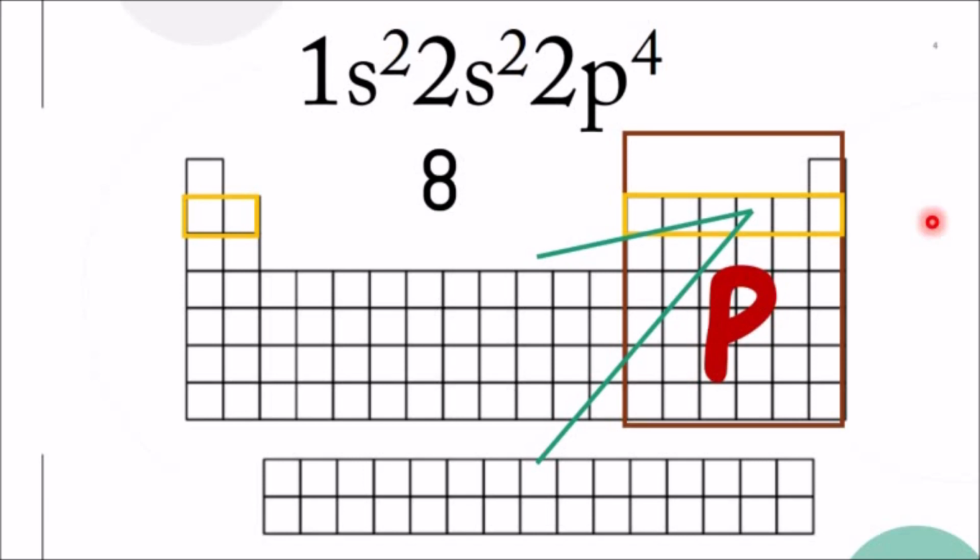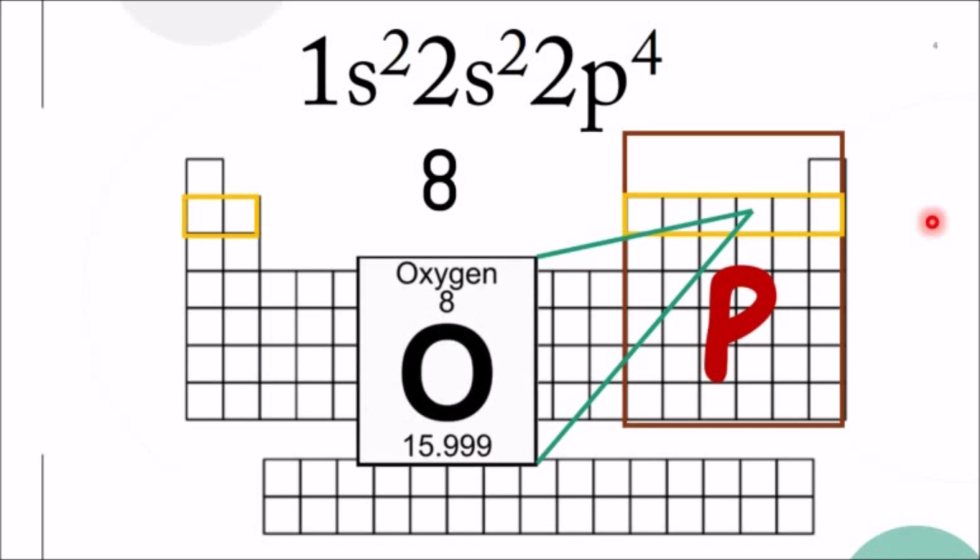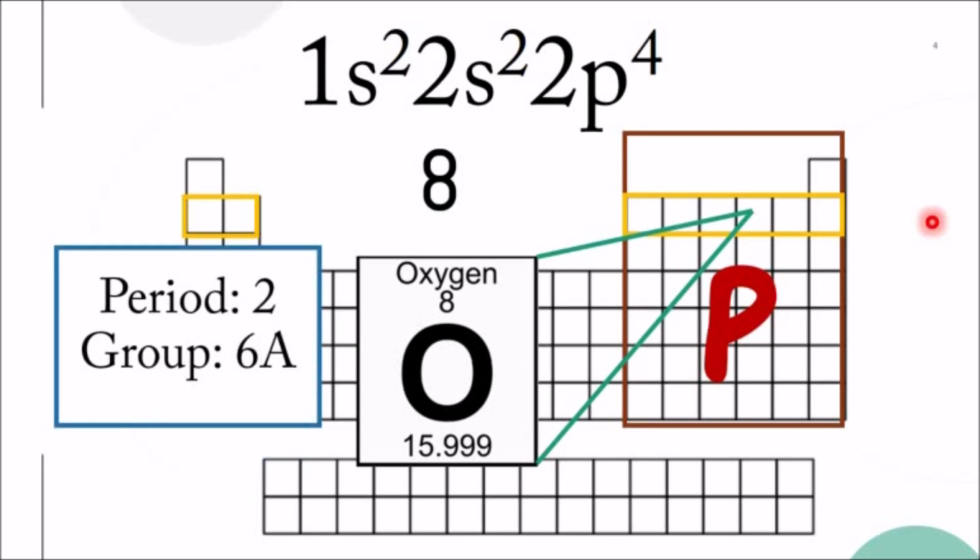And since we know already its atomic number, it is number 8, and the element that has this atomic number is oxygen. Just by looking at its electron configuration, we can pinpoint now the exact location of the element. Oxygen is located at period number 2, and it is located at group 6A. And that is how we locate the element in the periodic table using its electron configuration.